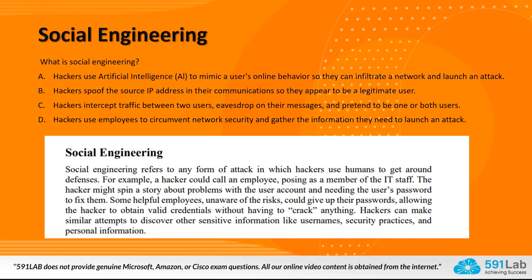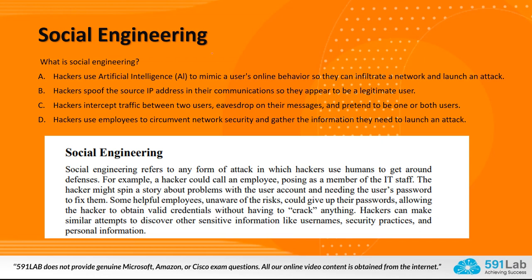Hackers can make similar attempts to discover other sensitive information like usernames, security practices, and personal information to get a closer look into that account, which would be a very valid step into getting into the network. So let's get back to our question. What's social engineering? The answers are: hackers use artificial intelligence to mimic a user's online behavior so they can infiltrate a network and launch an attack. Second one, hackers spoof the source IP address in their communication so they appear to be a legitimate user.